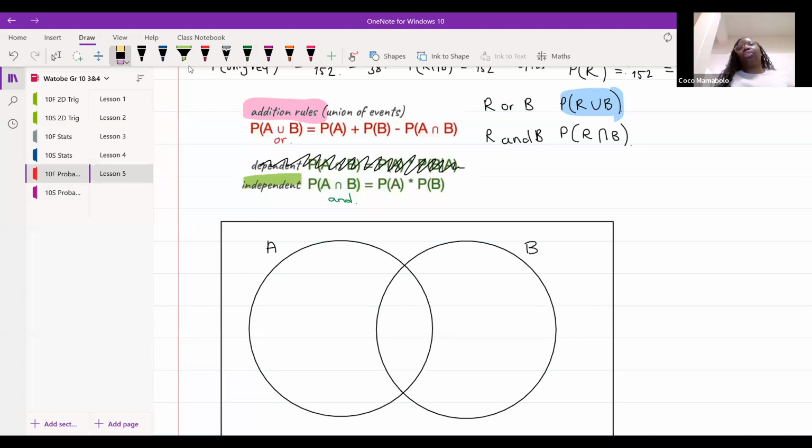Now, I want you guys to write both of these formulas down. This first one over here is called the addition rule. And the one down here is called the product rule. I keep saying the multiplication rule. It's called the product rule.